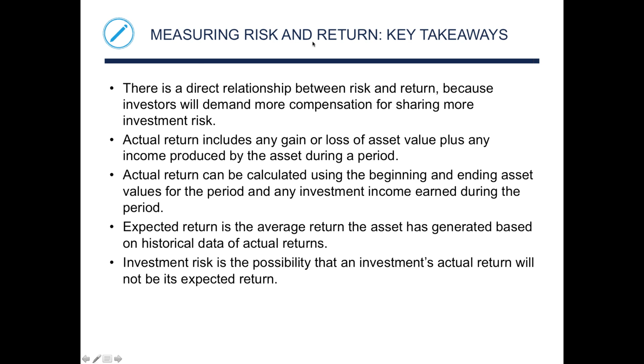Key takeaways of measuring risk and return. There is a direct relationship between risk and return because investors will demand more compensation for sharing more investment risk. Actual return includes any gain or loss of asset value plus any income produced by the asset during a period. Actual return can be calculated using the beginning and ending asset values for the period and any investment income earned during the period. Expected return is the average return the asset has generated based on historical data of actual returns. Investment risk is the possibility that an investment's actual return will not be its expected return.